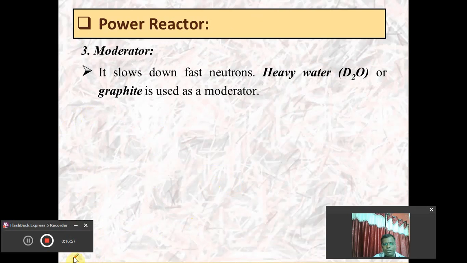You know very well about the moderator. These are the materials responsible for converting fast neutrons into slow neutrons. In the power reactor, particularly heavy water, meaning deuterated water, or graphite is used as a moderator, which is responsible for slowing down fast neutrons.